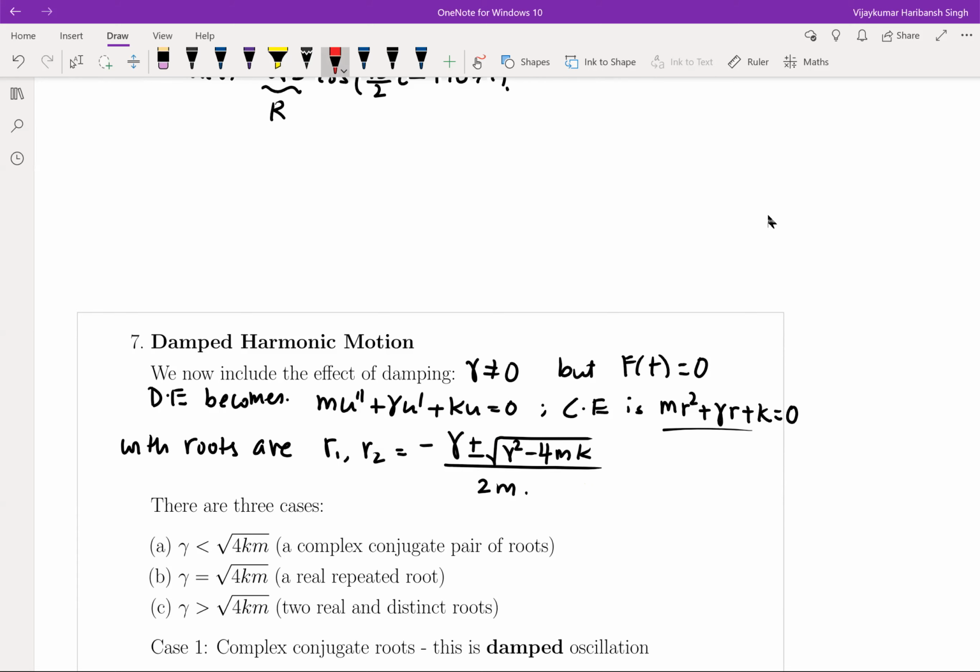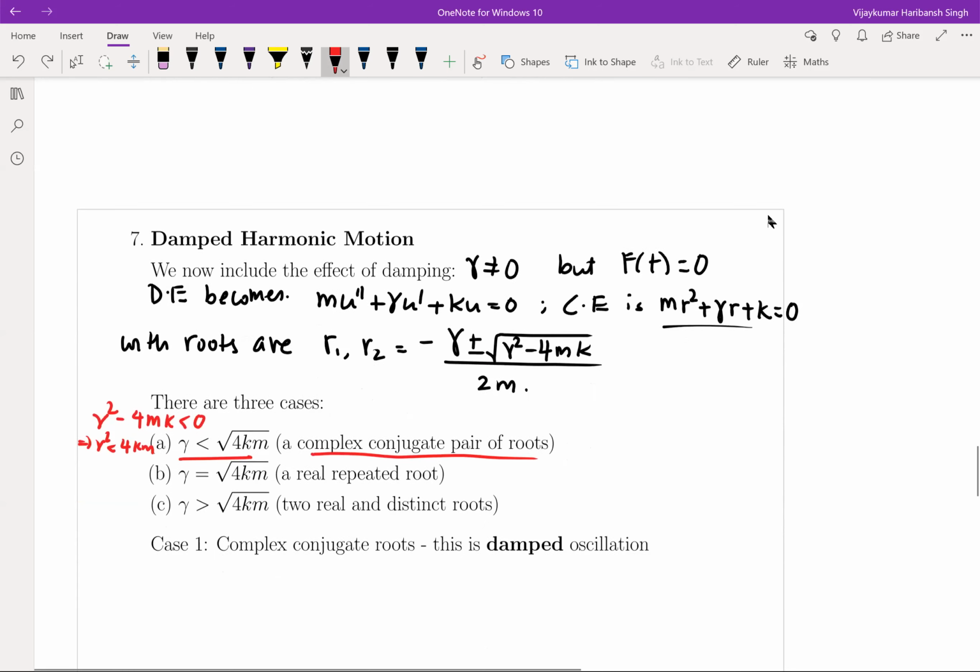So if gamma square minus 4mk is less than 0, this implies gamma square is less than 4km. That means if you take the square root on both sides, you'll get gamma is less than square root of 4km. Then we have a complex pair of roots. If gamma equals square root of 4km, this part will become 0, and in that case, we will have exactly one root which is repeated. However, if gamma is greater than square root of 4km, then we'll have two distinct roots. Okay, so let's analyze each case one by one.